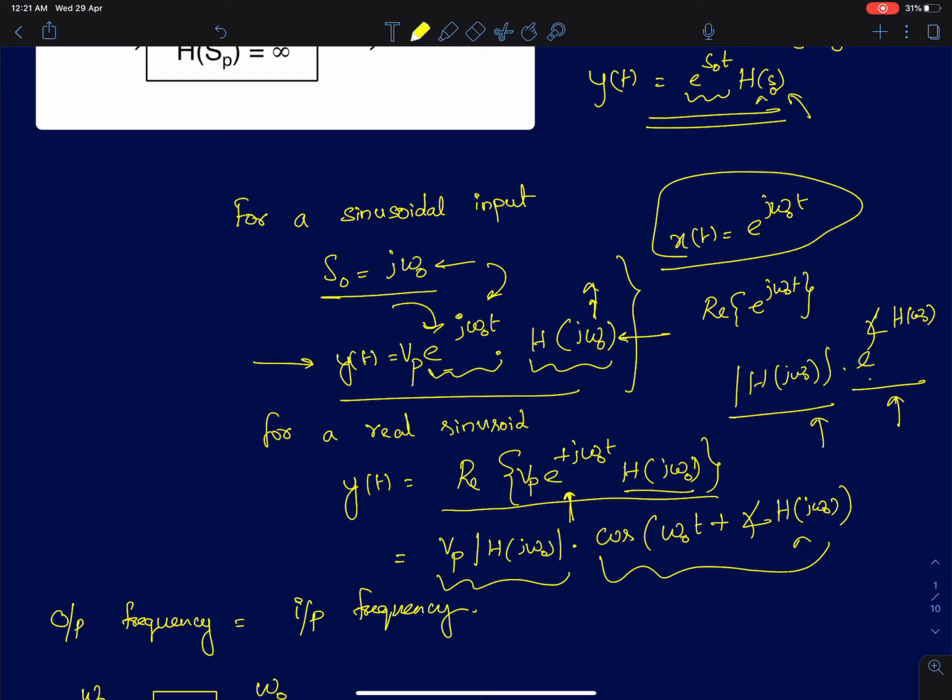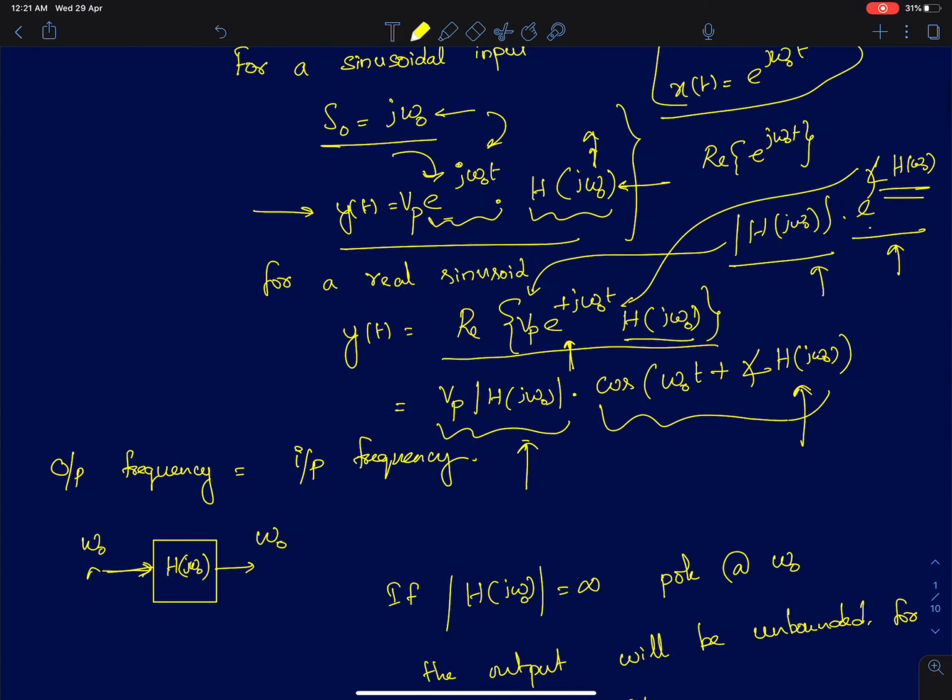The magnitude will multiply the magnitude of the input, and the phase part will add to the phase of the input. So finally, for a real sinusoid of frequency ω₀ and zero phase, the output is given by this. The magnitude is multiplied by the magnitude of the frequency response evaluated at ω₀, and the phase is determined by the phase of the frequency response at ω₀. This is something we are already aware of. This is what we call the sinusoidal response of an LTI system.